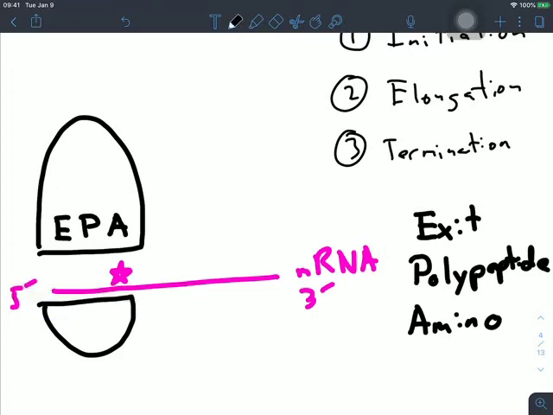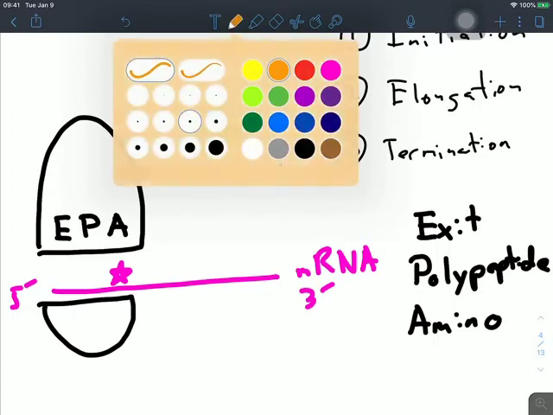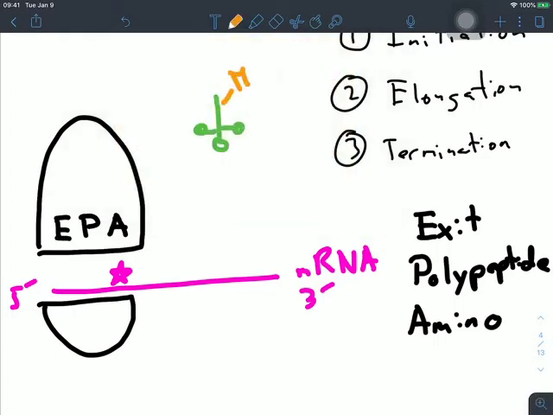In the A site, you are going to find a tRNA. I think I had tRNA in green, actually. That is carrying some sort of amino acid, like MET, that will have its anticodon sequence binding to the codon present in your start. AUG on the mRNA will bind to UAC on the tRNA.